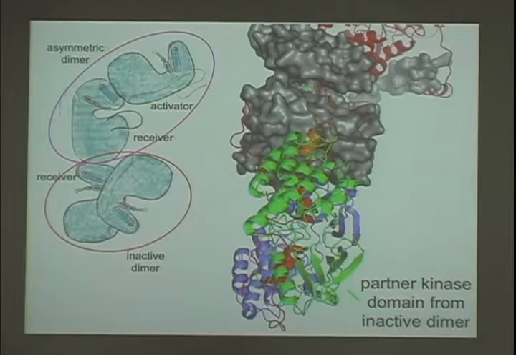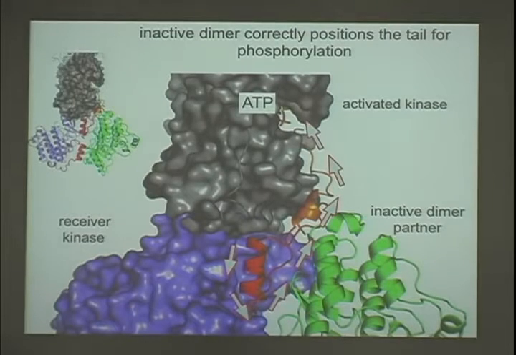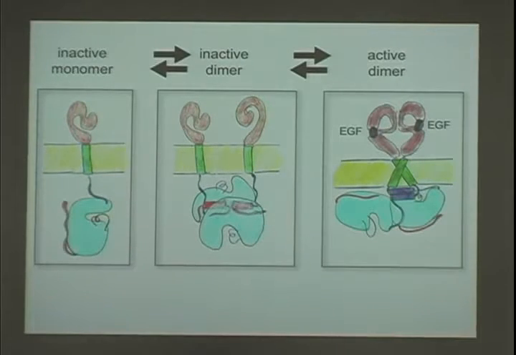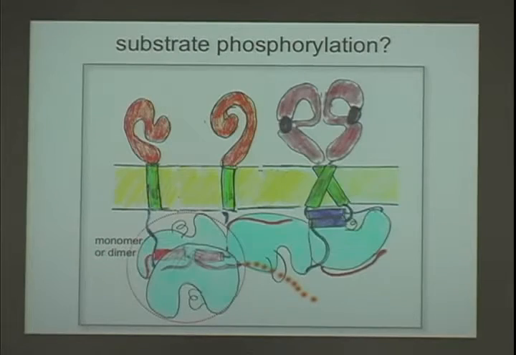In this case, I'm going to now build an inactive dimer. What happens is in the inactive dimer, the C-terminus is positioned exactly right to enter the active site. And if it were a monomer, it would just have to turn around and come back in. And so I'll end here by suggesting that in addition to activation, there may be mechanisms that use the receiver interaction in an asymmetric dimer.